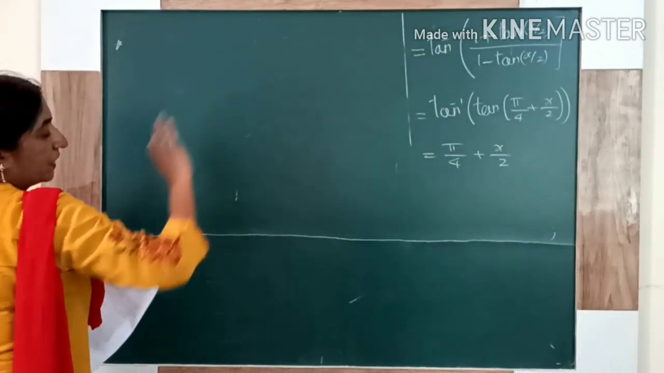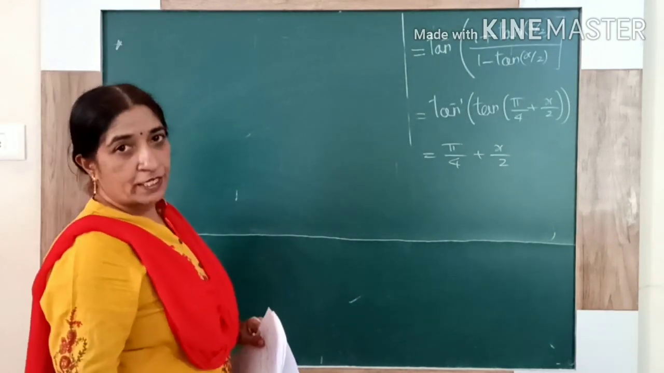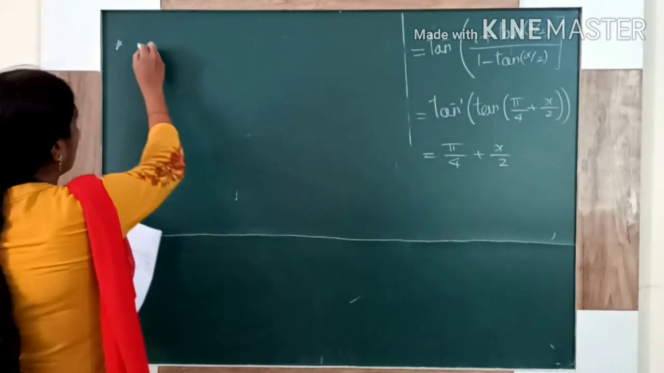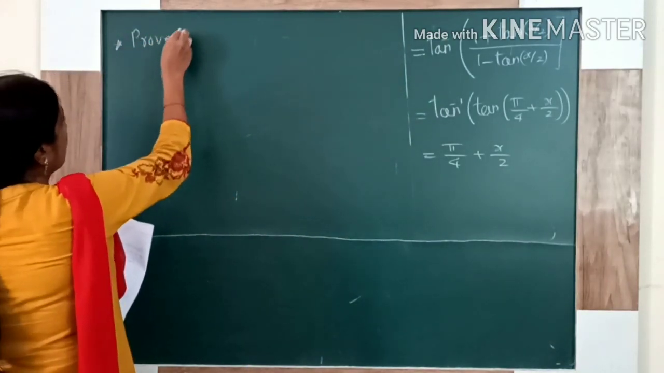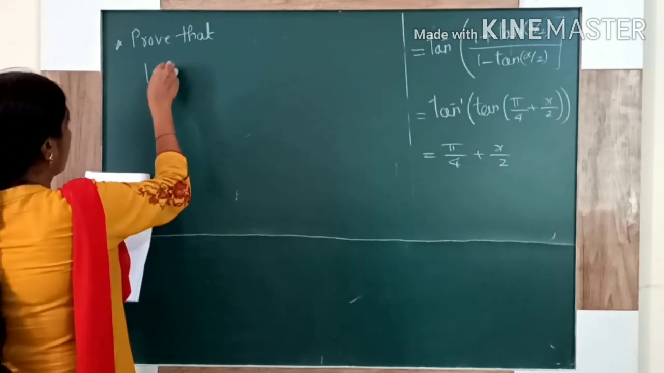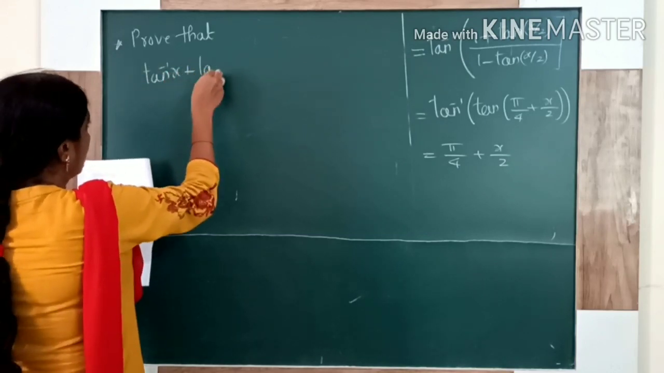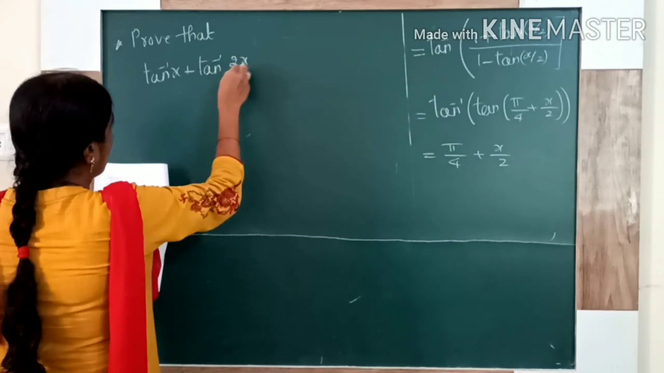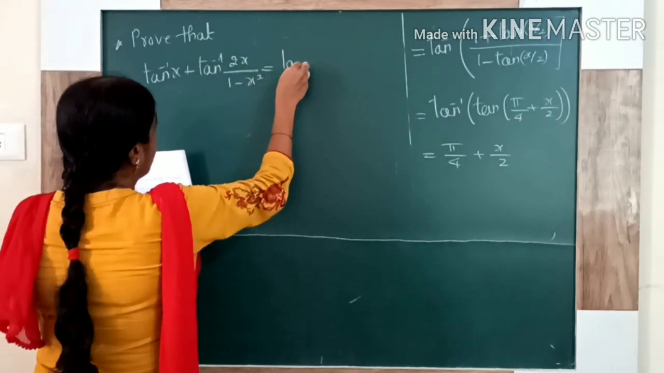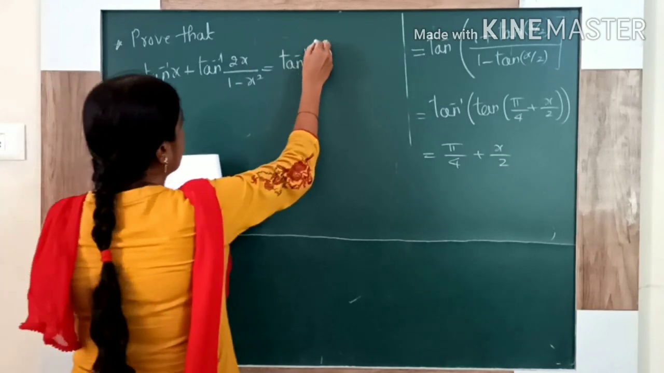Now with this example, the convert-the-following-into-the-simplest-form part is over. Now I am giving you a different example. With this different example, I am finishing today's class, and in the next class I am explaining some more examples. I am completing with this example.